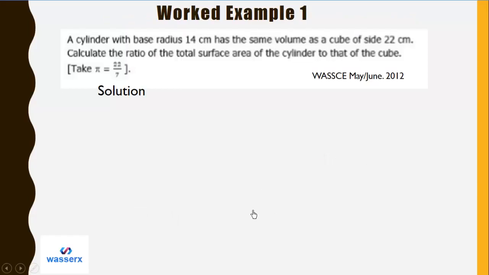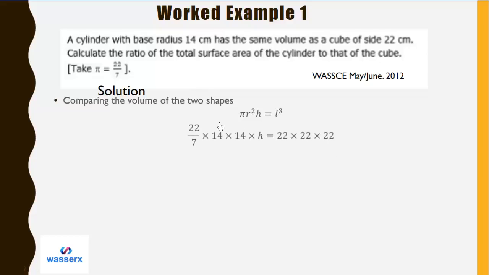Now let's take one example. A cylinder with base radius of 14 centimeters has the same volume as a cube of side 22 centimeters. Calculate the ratio of the total surface area of the cylinder to that of the cube. So we need to compare the volume of the two shapes or the two solids. So we have this pi r squared h is equal to L cubed.